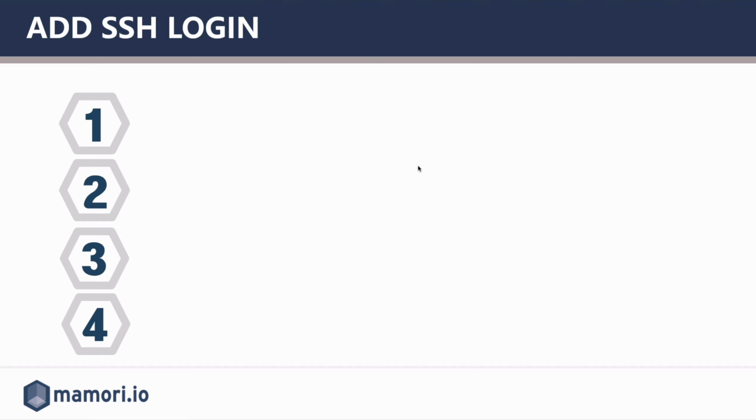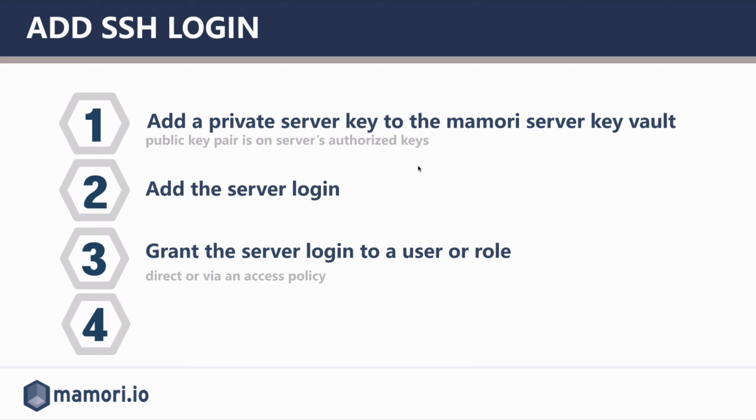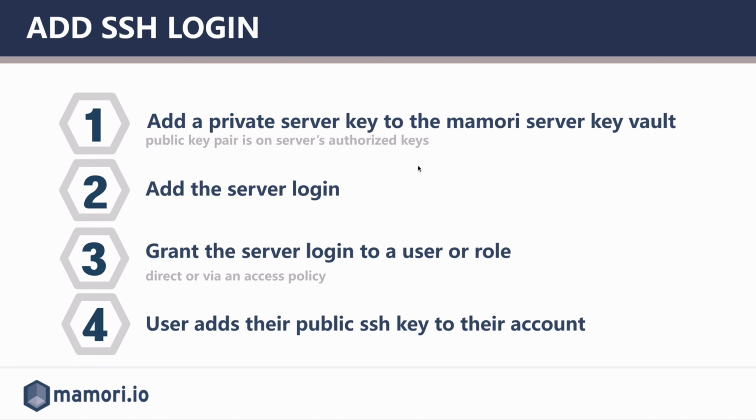Adding an SSH login is a simple 4-step process. First, you add a private server key to the Mamori server key vault. Then you create the server login. Then you grant that login to a user or role. Finally, any user that wants to SSH needs to have a public key defined in their account. Let's have a look at the configuration.